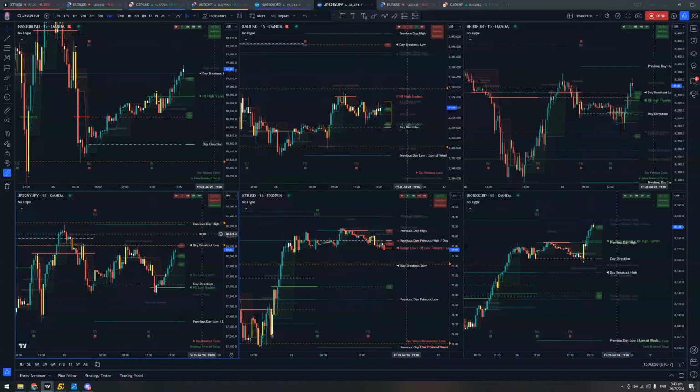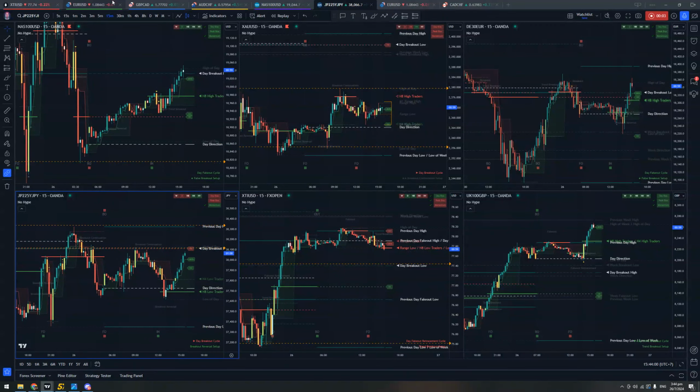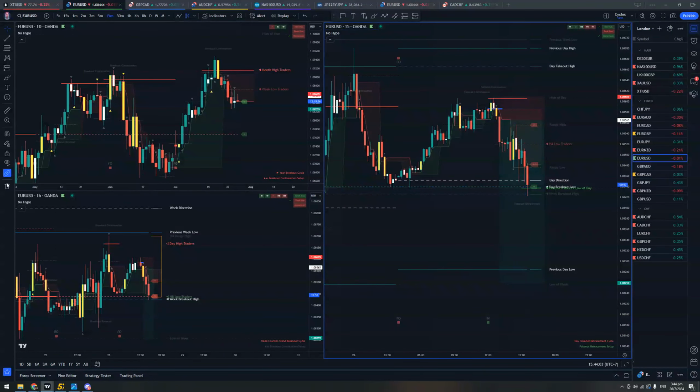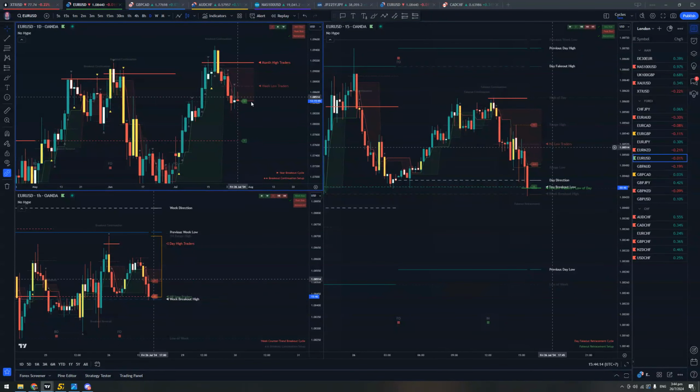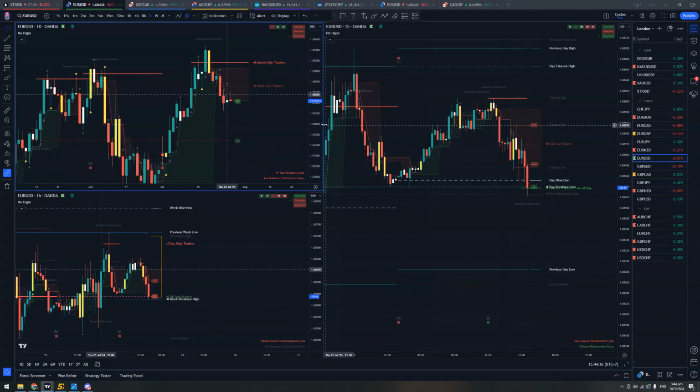Okay, done with my London session. Took a few trades. First thing I do is I always go through my London pairs and mark off the signal days that I have. I flip through all the charts and see if there's any signals. So Euro USD, that was my first trade.